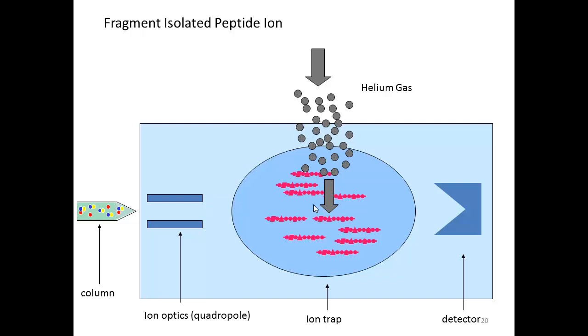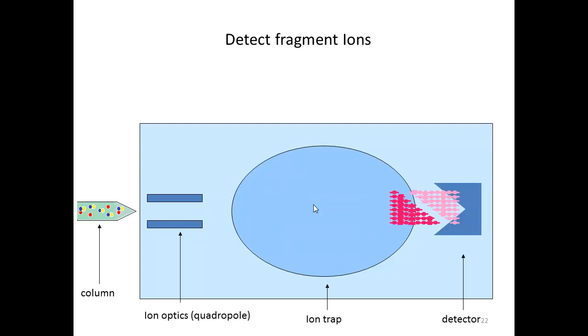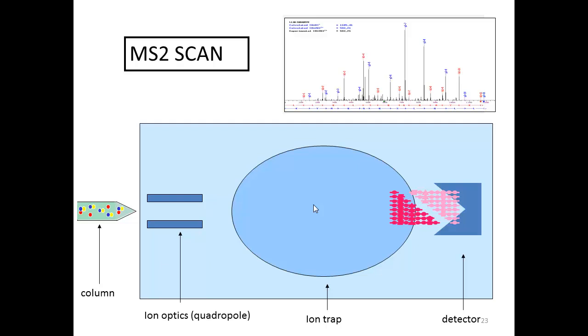Now we're going to introduce helium gas with high kinetic energy. These are going to collide like billiard balls into the peptides. It's going to cause fragmentation of the peptides, and they're going to fragment at all different peptide bonds, and so you're going to have a distribution of fragment sizes, and then you're going to have those B and Y ions enter into the detector, and that's going to produce an MS2 scan.